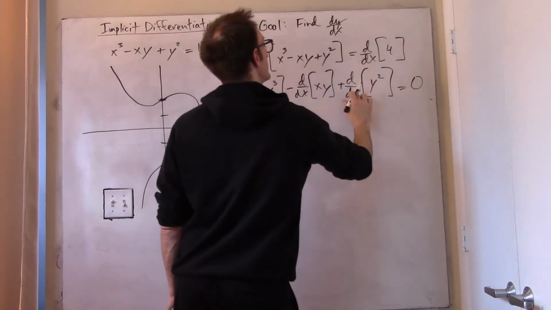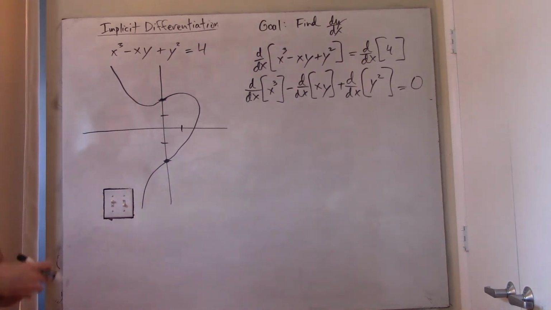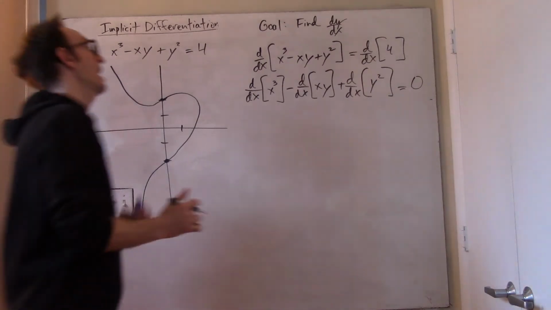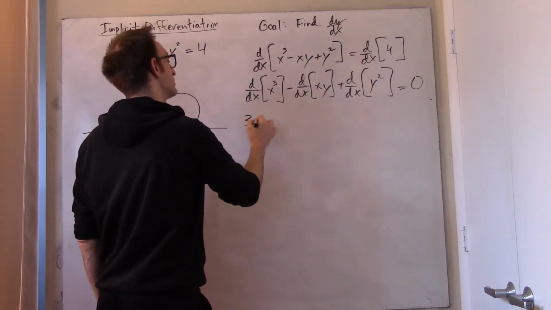But the derivative of 4 is just 0, and the derivative of the left-hand side is the sum of 3 terms, so I'm going to split that up into 3 separate derivatives. Okay, let's go. If I'm differentiating x cubed with respect to x, then that's just 3x squared.